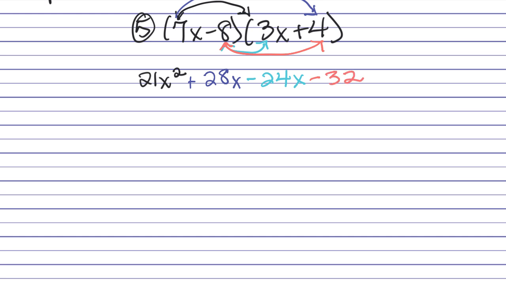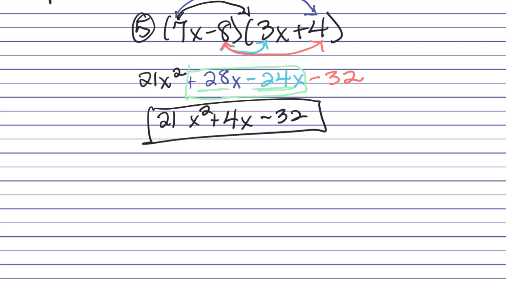Then you always at the end have to combine your two middle terms. And so when we combine those terms, we have a 28 minus 24. And so when we combine those, that becomes 4x. So I get 21x squared plus 4x minus 32 for my final answer.